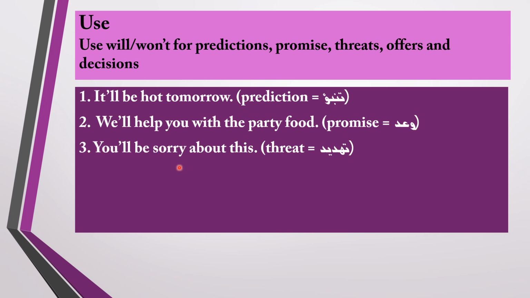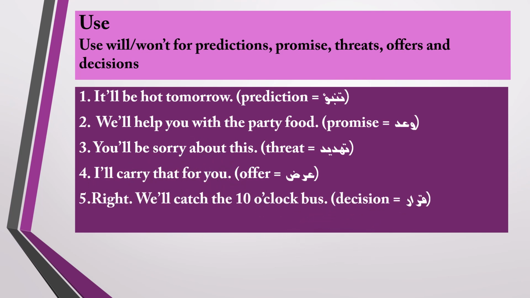The third example, you will be sorry about this. Threat. 4. I'll carry that for you, which is an offer. Right, we'll catch the 10 o'clock bus, which is a decision.